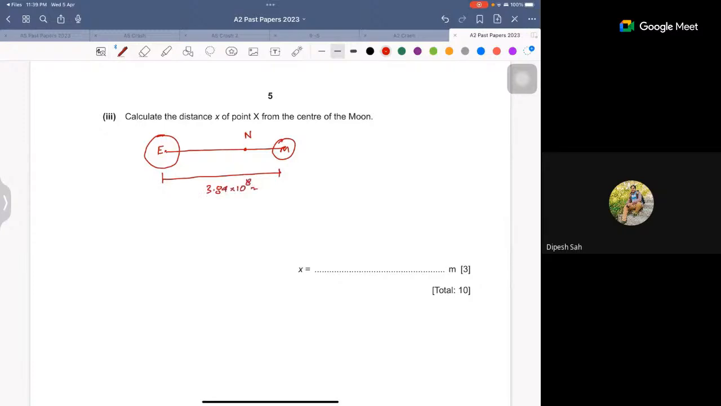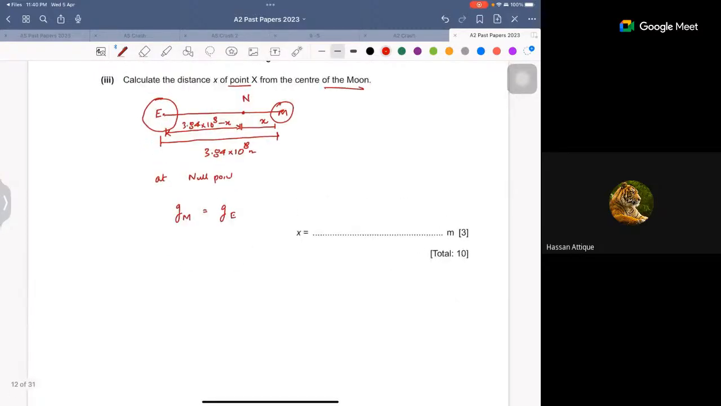What do I need? I need to find this distance x from the moon. So I'm going to say this distance is x. If this is x, then this distance from here to here would be 3.84 times 10 raised to 8 minus x. You guys agree? Yes, sir. And in the previous part, we learned that at the null point, the gravitational field strength of the moon is equal to the gravitational field strength of the earth. So we're going to just put the values.